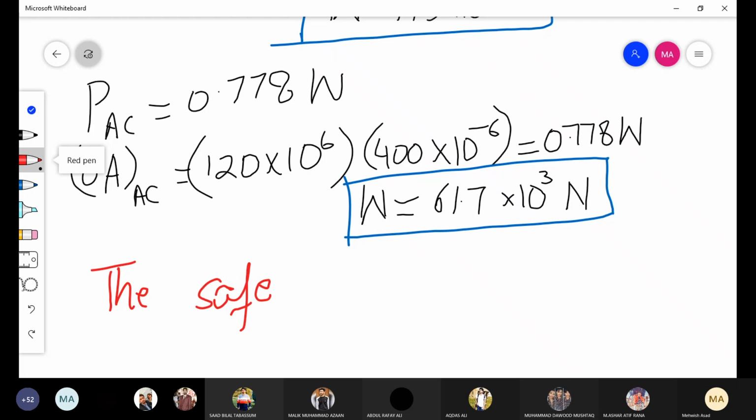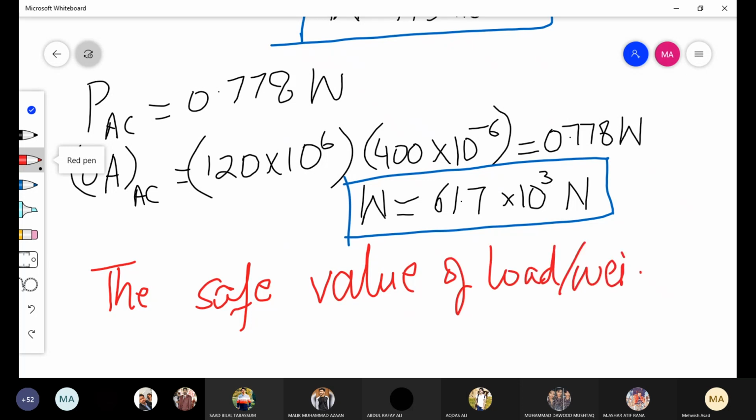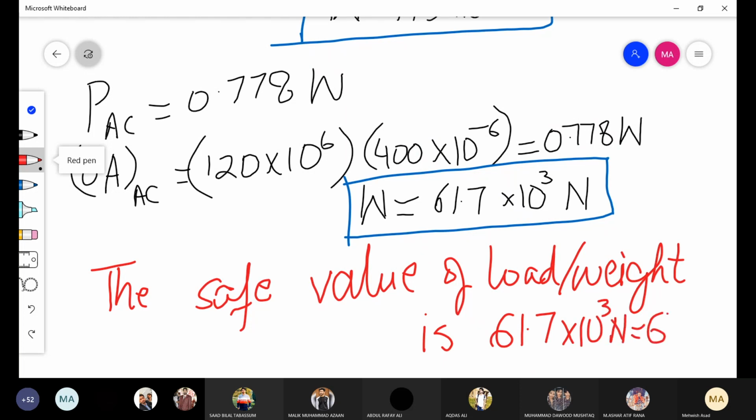You can state this, that the safe value of load slash weight is 61.7 into 10 raised to power 3 Newton, or in other words 61.7 kilonewton. ये सेफ वैल्यू है. अगर आप ज्यादा लोड अप्लाई करोगे तो ए बी मेंबर तो सेफ रहेगा बिकॉज उसकी लोड कैरिंग कैपेसिटी थी, लेकिन ए सी मेंबर फेल हो जाएगा.